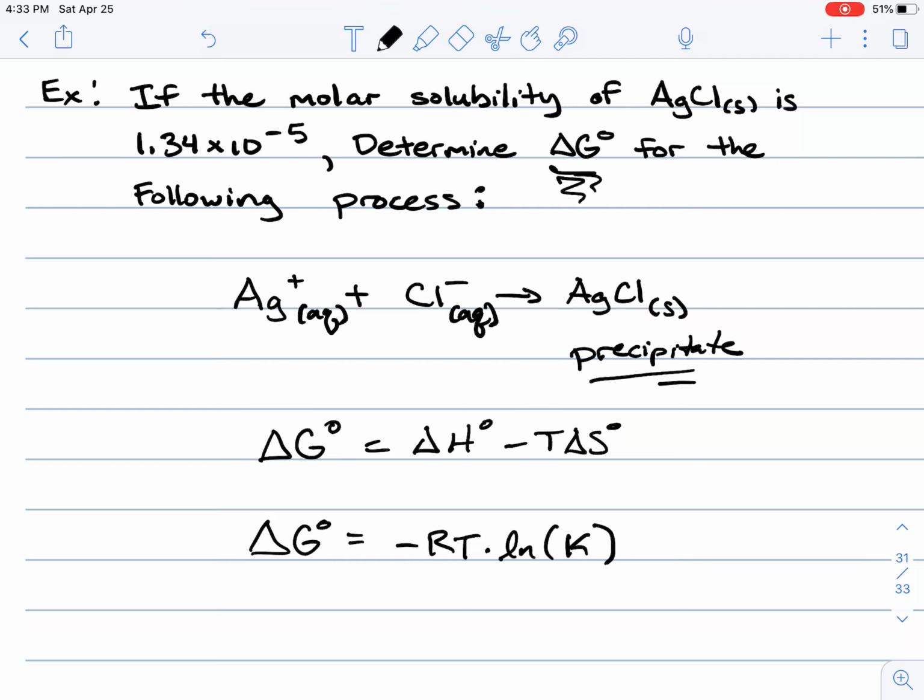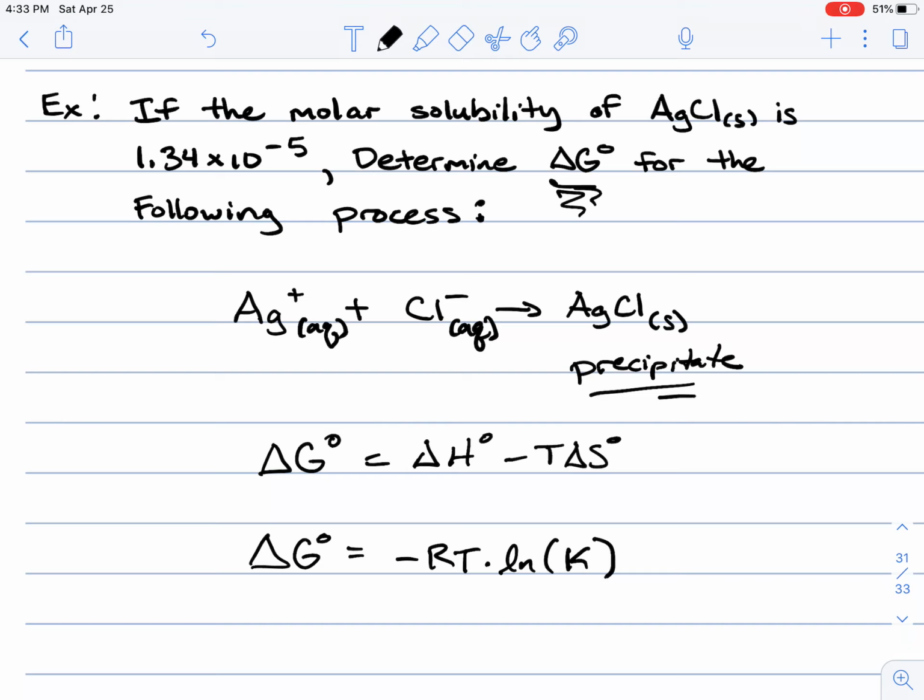And so if you guys are looking at the given value, here we have the molar solubility of silver chloride. That is a concept from the previous chapter, which is the solubility of slightly soluble, mostly insoluble salts. And when we were going through that chapter, molar solubility is connected to Ksp.